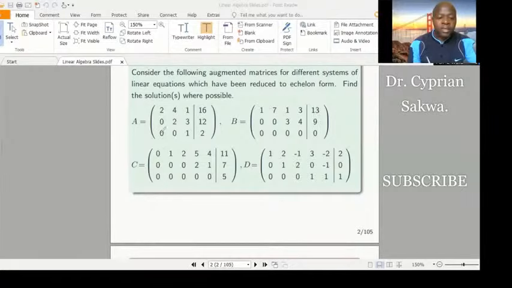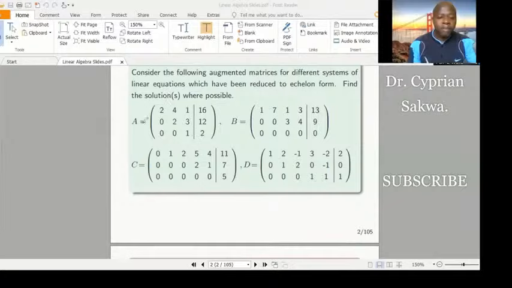Now, we've said that it's the last row that will tell us the nature of solutions to that system. You realize that the last row in matrix A is different from the last row of matrix B, and it's also different from the last row of matrix C, and different from the last row of matrix D. That means each of these last rows has something to say about the nature of solutions to their respective systems.